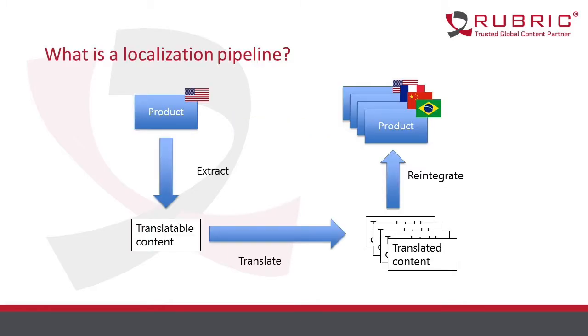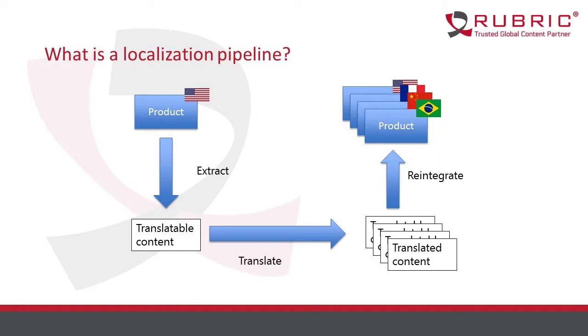So first of all, what is a localization pipeline? I'm simply talking about the whole process that will take your product in its source language, US English, for example, and it will extract the translatable content from the product itself and the documentation associated, and it will put that content through a localization process involving translation memories and human translators, and then it will reintegrate the content back into the product. So you'll end up with multiple versions of your product for different markets.